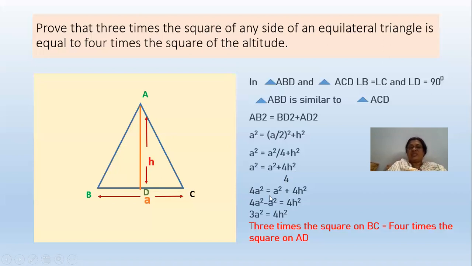So when you bring this A square to the other side, A square is subtracted from 4A square, you will get 3A square, that is equal to 4H square. So you can say that 3 times the square of BC is equal to 4 times the square of AD. So easily you can prove this problem.